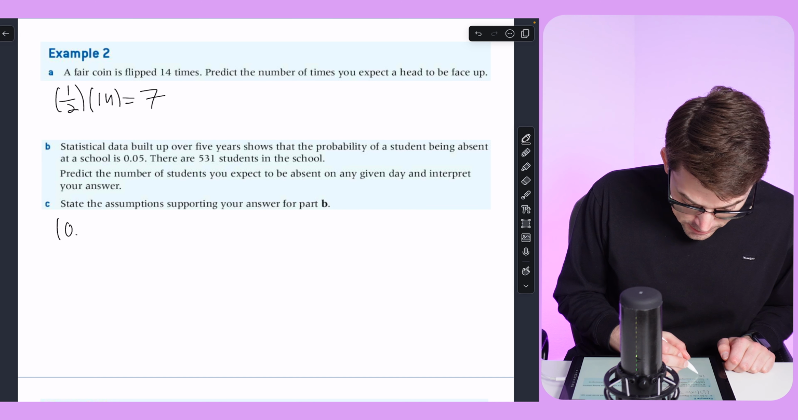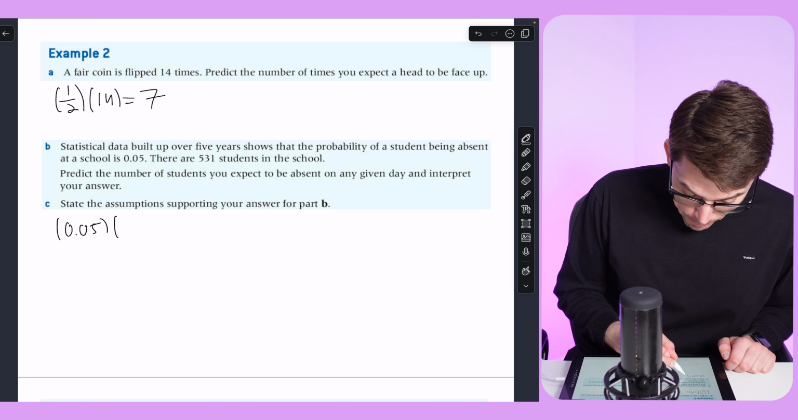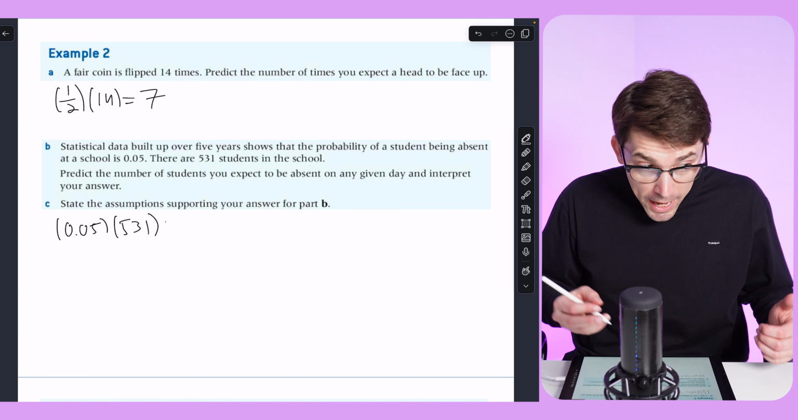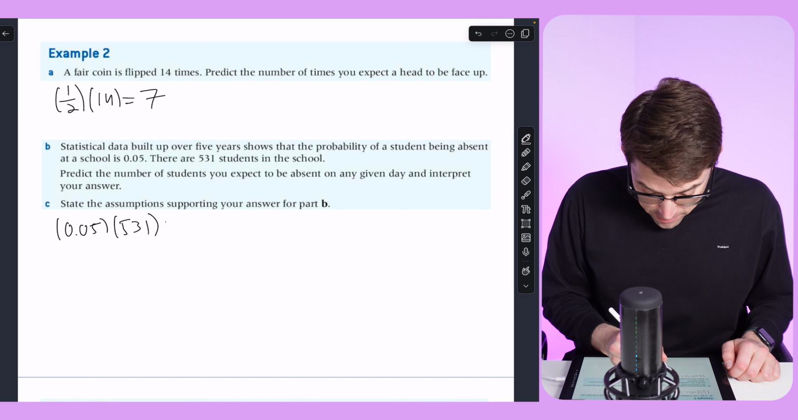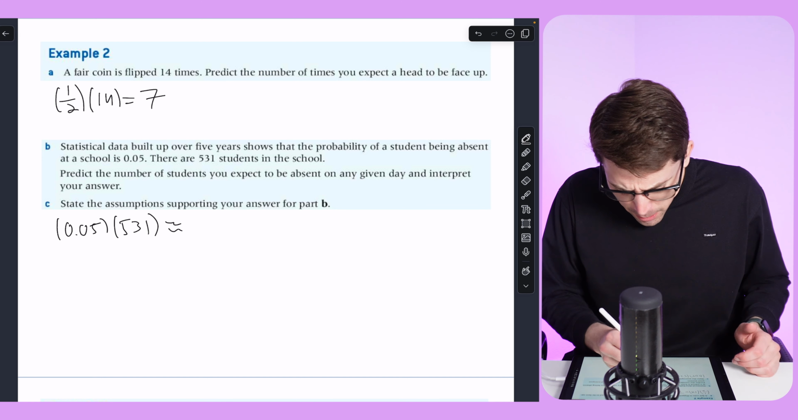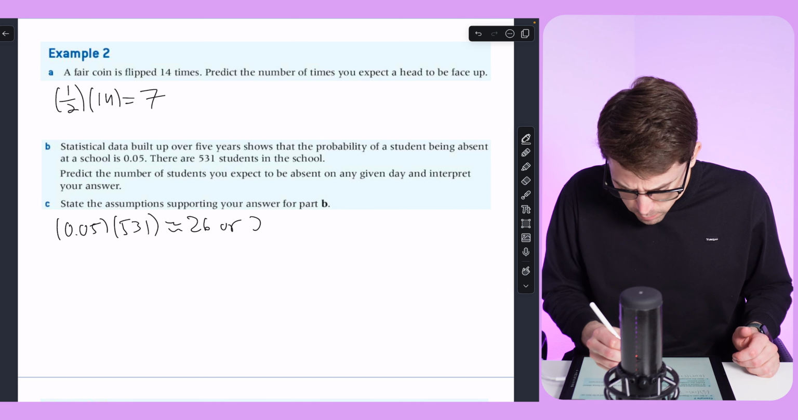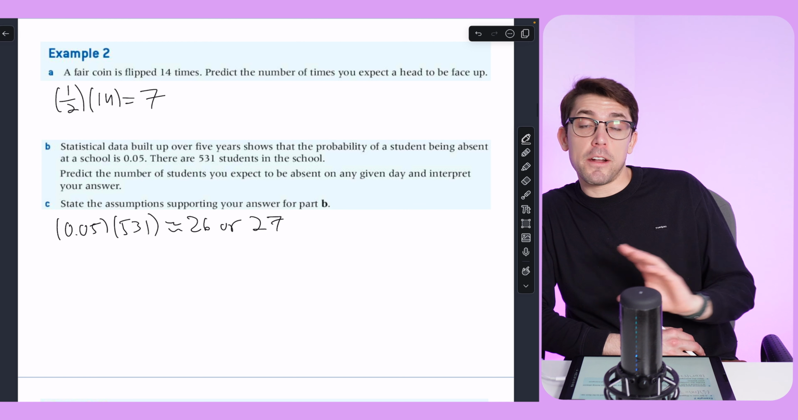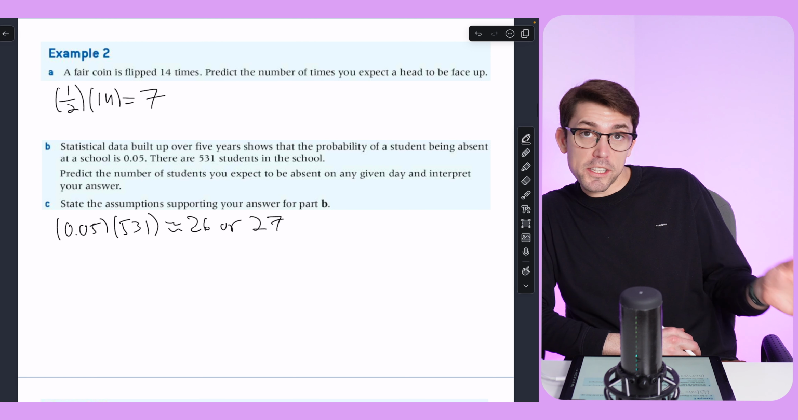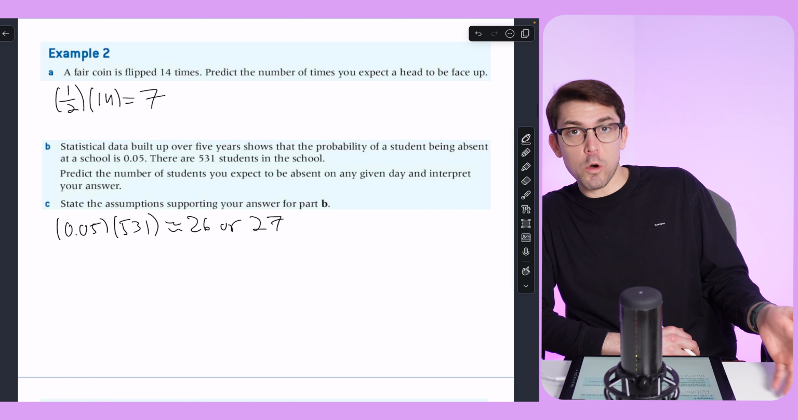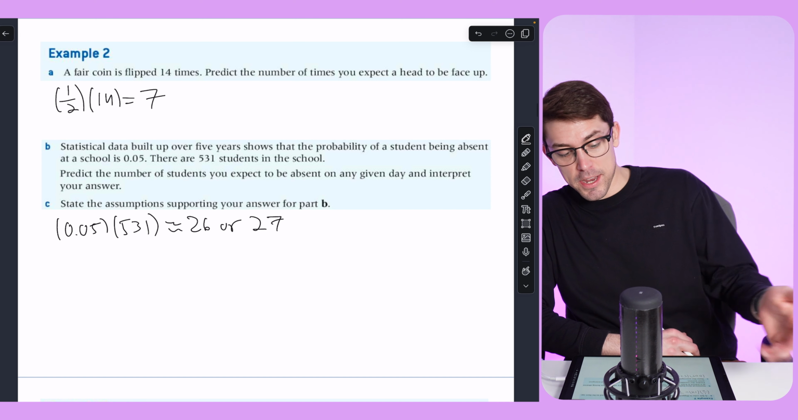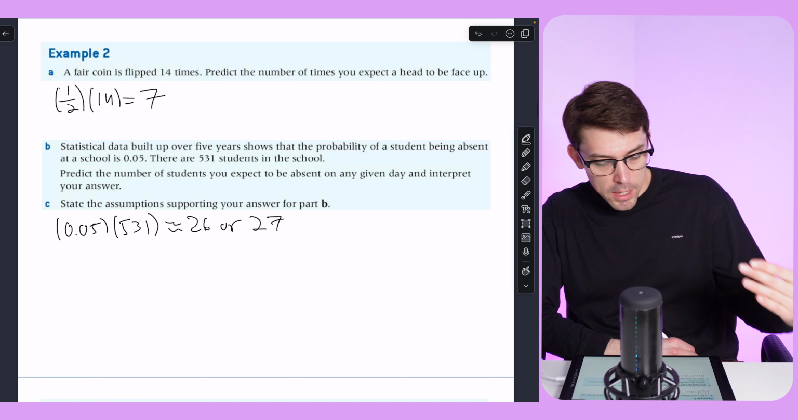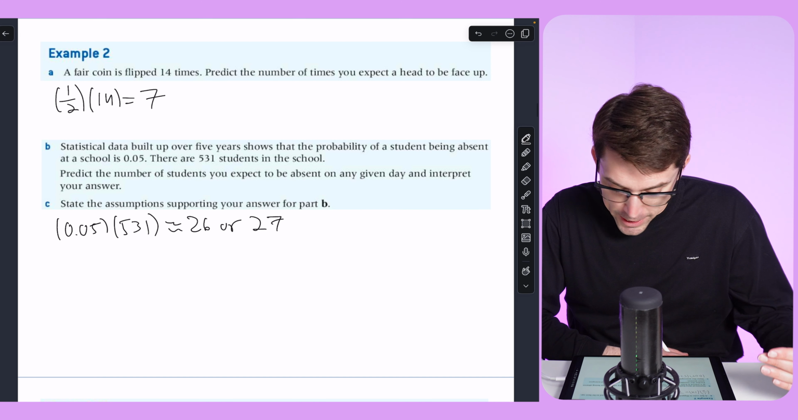Well, if my probability is 0.05, I'm going to multiply that by my population size or my sample size, which is 531. And you'll get about 26 or 27 once you round. You'll get in the middle of those. So what that means is that I can expect on any given day for there to be about 26 or 27 students absent from the school because there's a 5% chance, and 5% of 531, rounding up or down, would be 26 or 27.